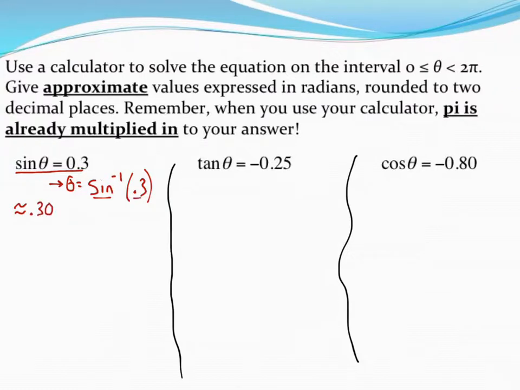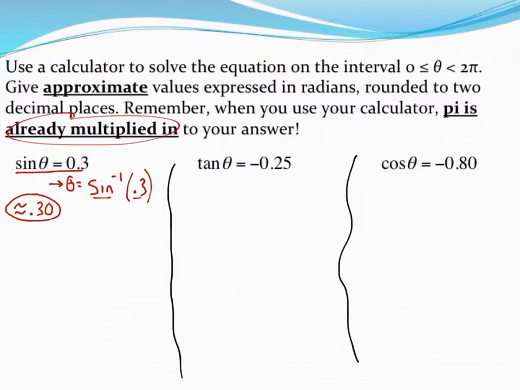Now, it's a total coincidence that those ended up being the same value, so don't think that's always going to be the case, but there's one solution. One thing that's important to note when you use your calculator is that the pi has already been multiplied into your answer, so do not add a pi symbol to the end of these like we've been doing for some of our other problems. The pi is already in there, so it's just 0.3 radians.